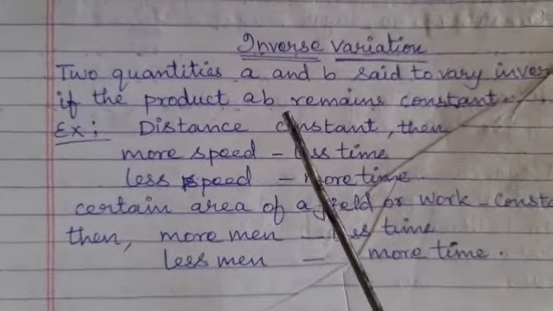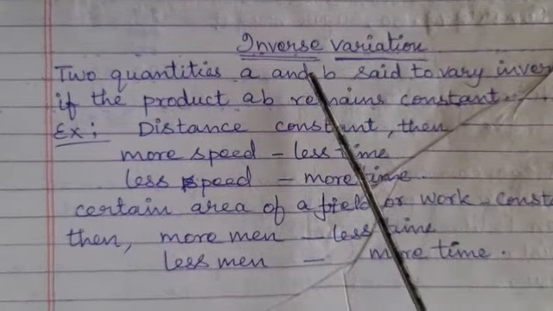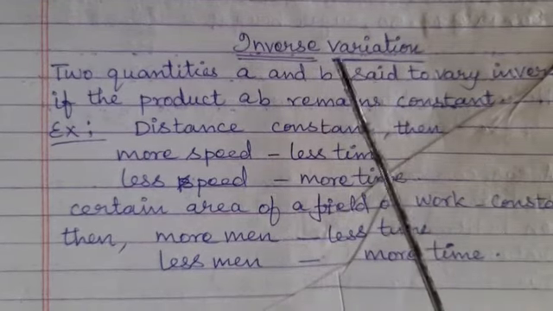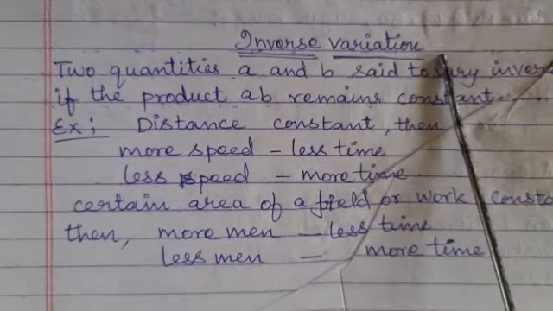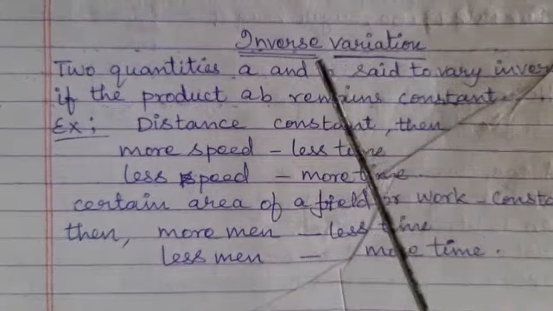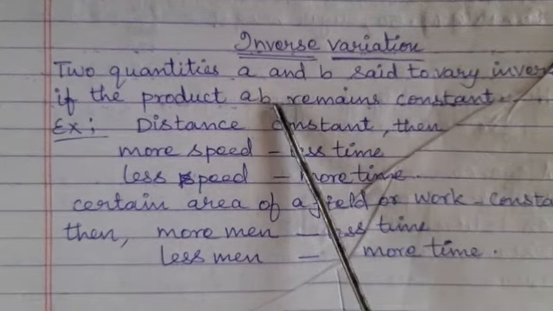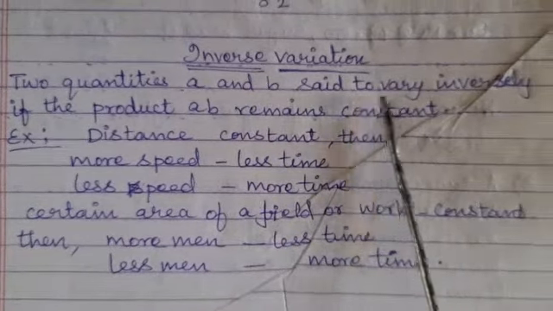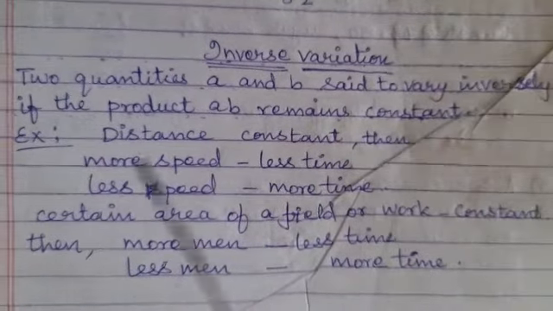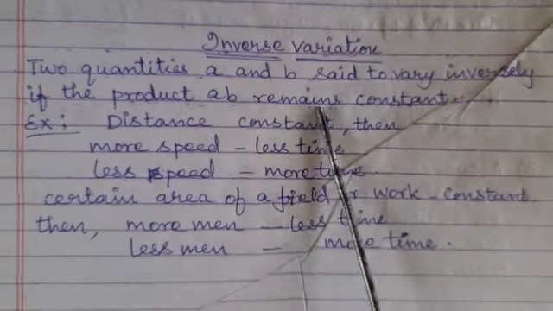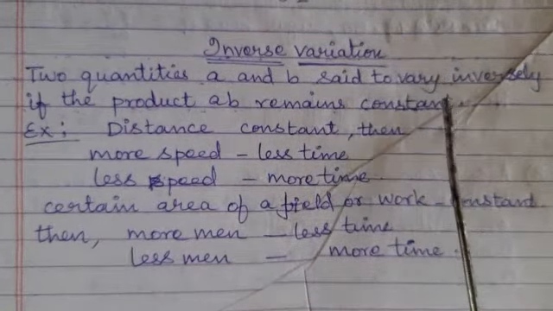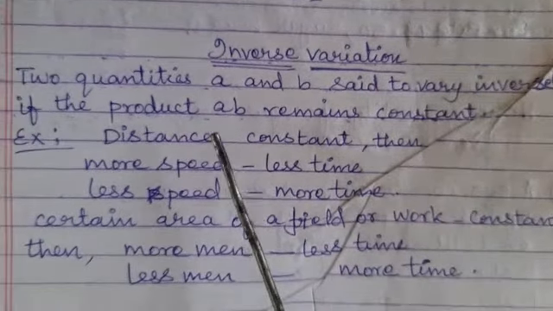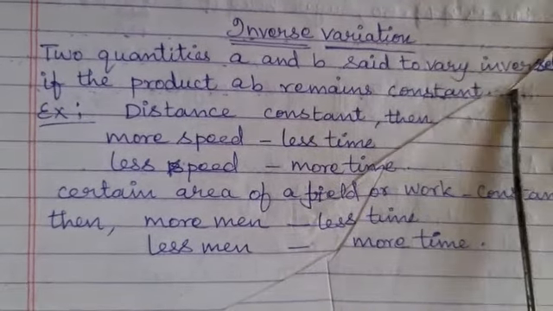Now we move on to the next topic, that is inverse variation. In the beginning itself I told you in the unitary method there are two methods. One is the direct method, another one is the inverse method, that is inverse variation. What is the definition? Two quantities A and B are said to vary inversely if the product AB remains constant. In direct variation, what did I say? A by B should be constant. Here A multiplied by B remains constant.